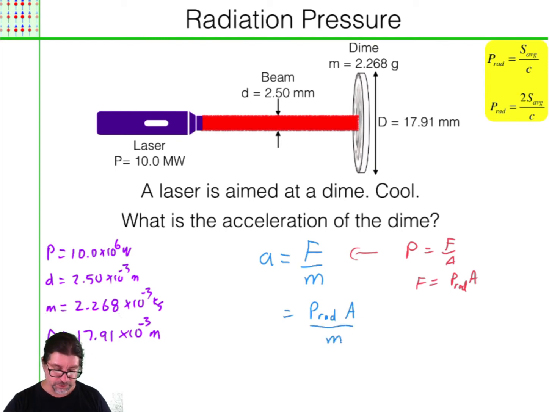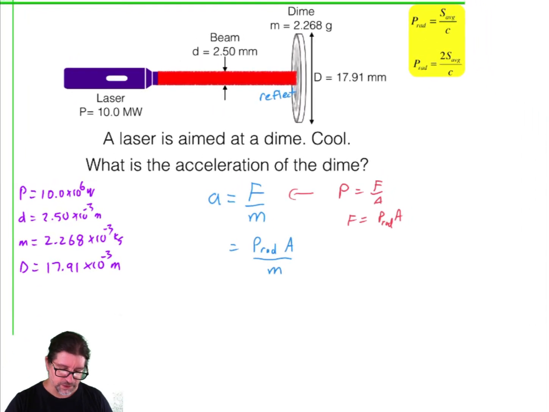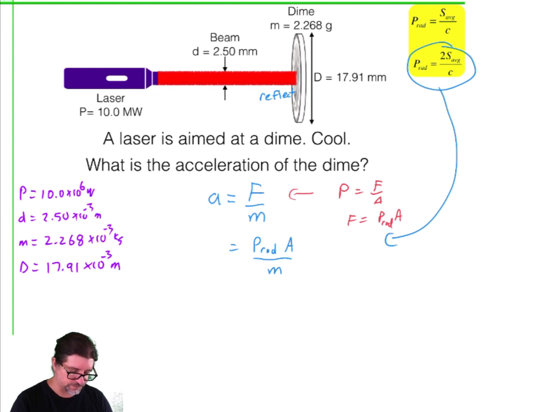So now I'm going to assume that the light is 100% reflected, right? If the light were absorbed, I imagine that dime would heat up and start melting very quickly. So let's assume it's a perfectly reflecting dime. Why not? And we're going to say it's perfectly reflecting, so I can use this for my pressure. So now I have the acceleration is 2 times S average times the area over the mass times the speed of light.